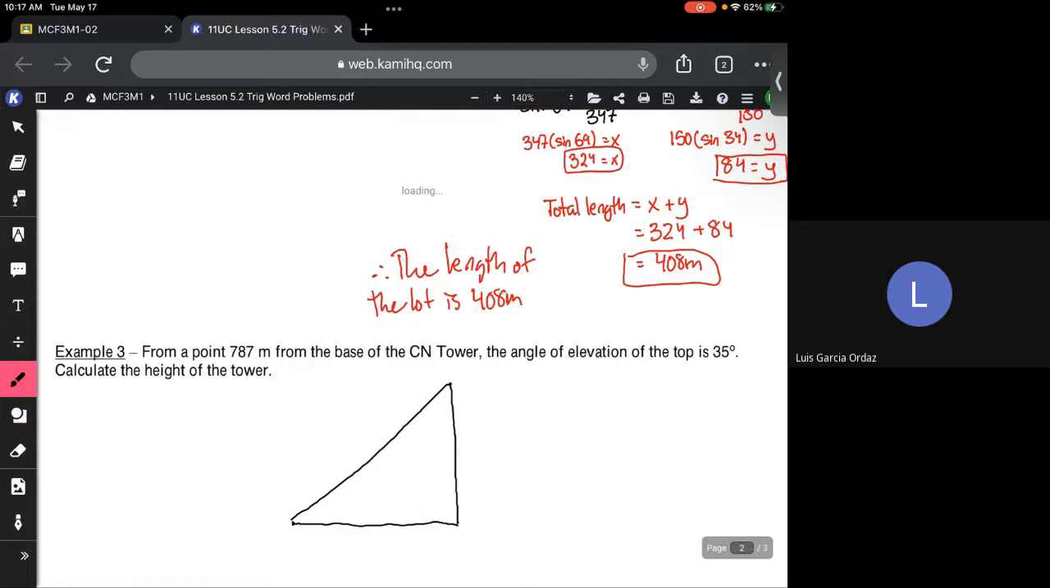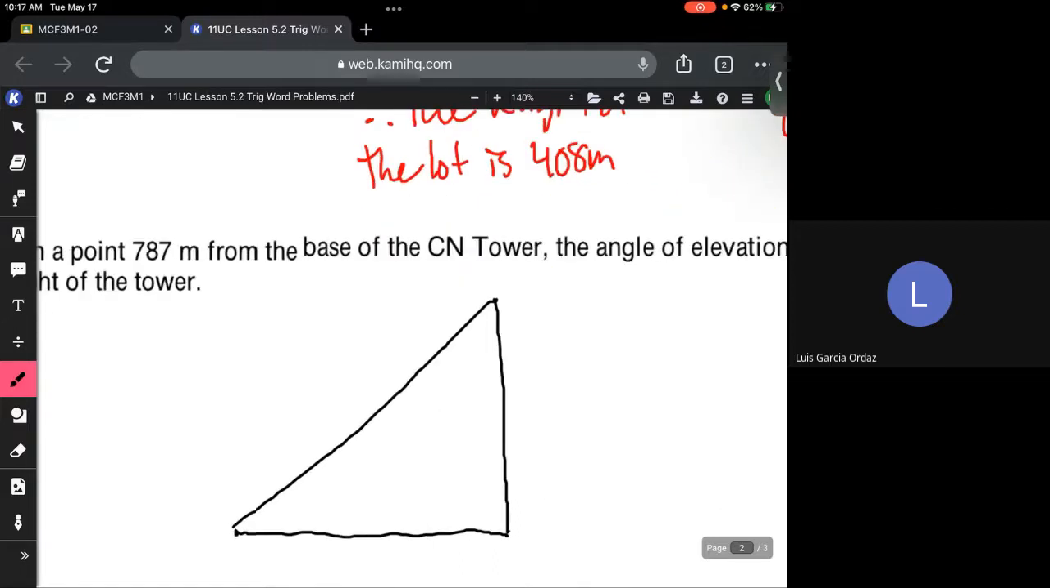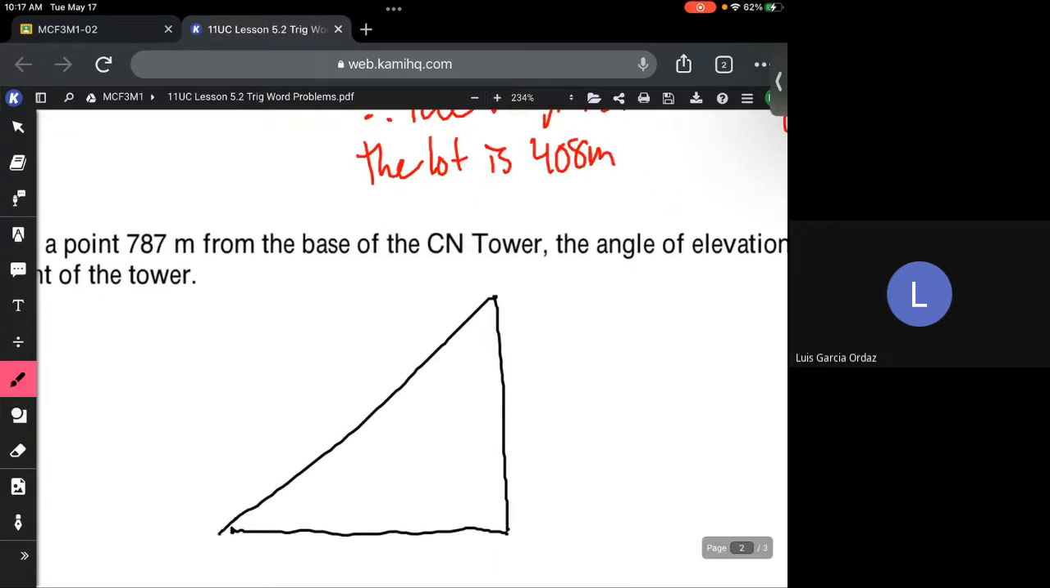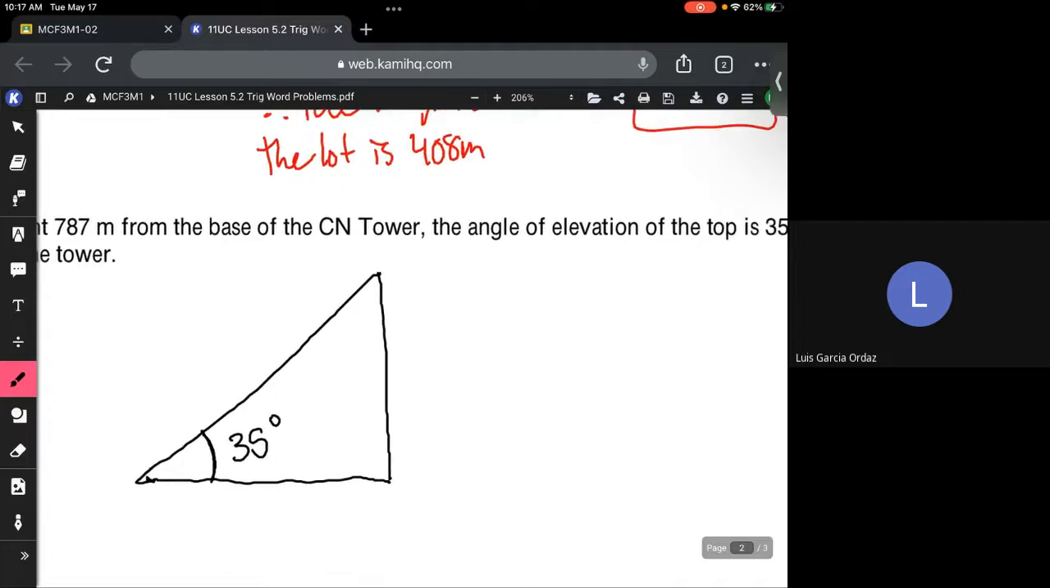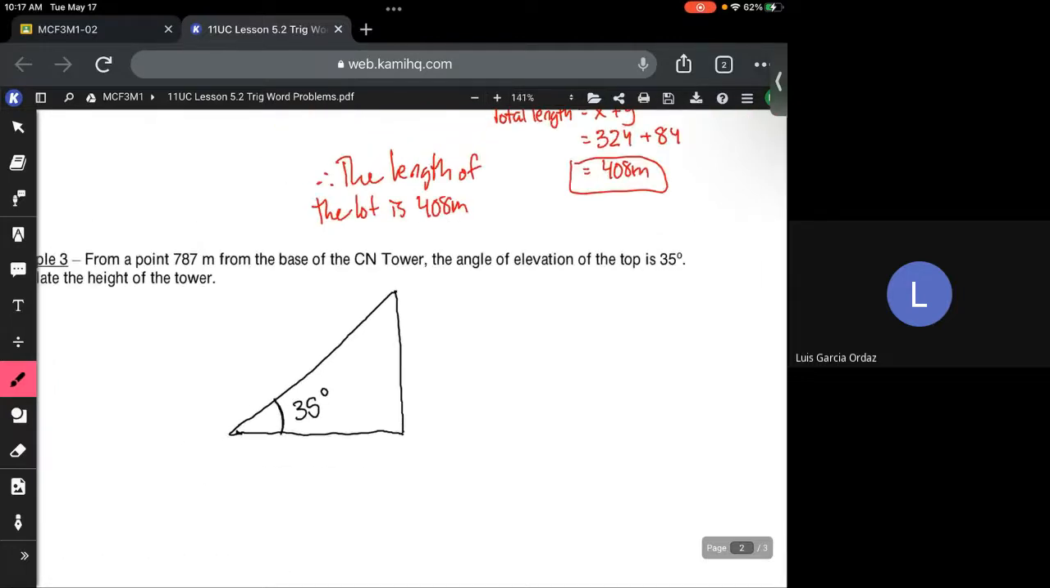So where's 35 degrees going to go? Where's my angle of elevation always? Sarah? The angle between the ground and the hypotenuse, that's my angle of elevation. So this is going to be 35 degrees. What is my 787? Where is that going to go? At the bottom, because it's 787 meters away from the base of the CN Tower.